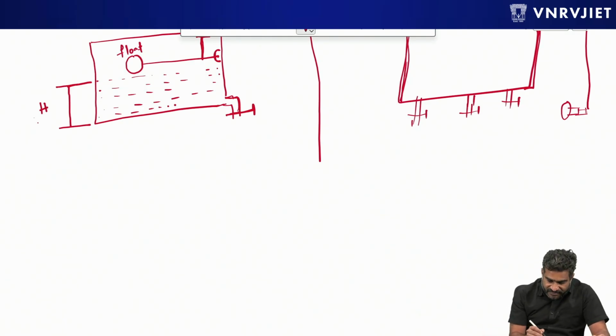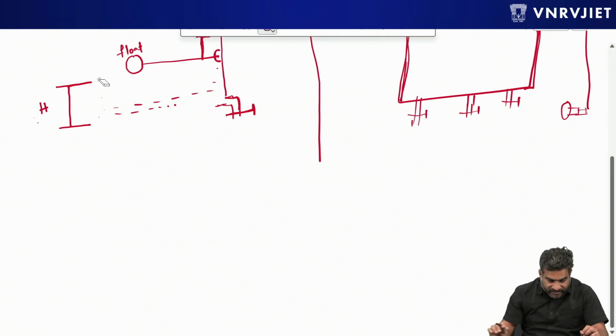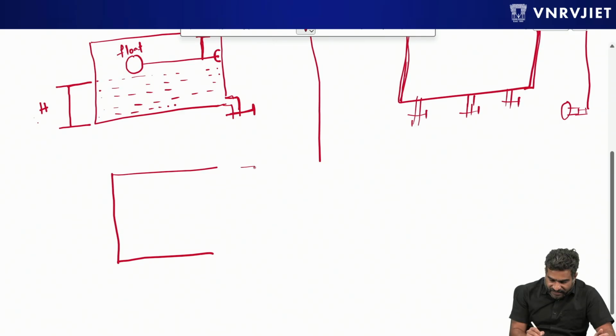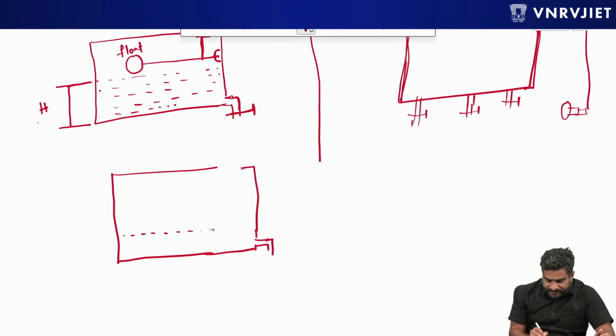Let us say somebody opened this outlet just to fill the water. What will happen? Let us assume that the new water level is maybe somewhere here. Let me draw it afresh. So let us say somebody has opened the outlet just to fill the water. The present situation is this: you have opened the outlet and filled your water. Maybe the water level is here.